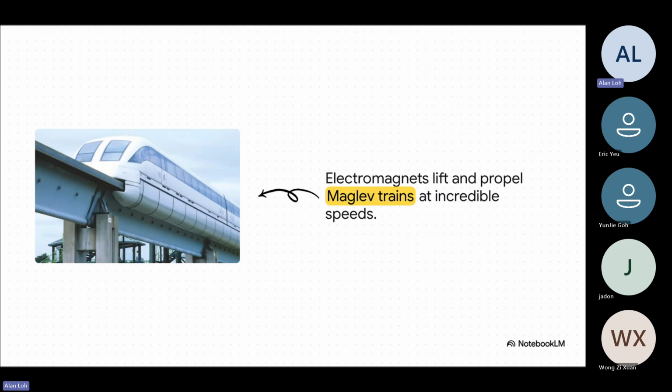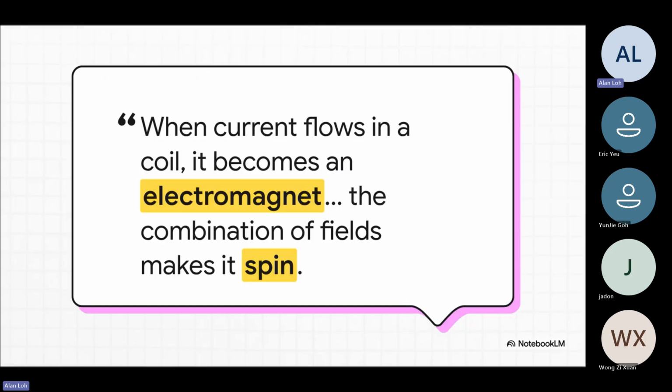Well, you can do some truly mind-blowing things, like lifting an entire train right off its tracks. These maglev trains use powerful electromagnets to float, completely eliminating friction and allowing them to hit speeds faster than a Formula One car. And this very same principle is the beating heart of every single electric motor.